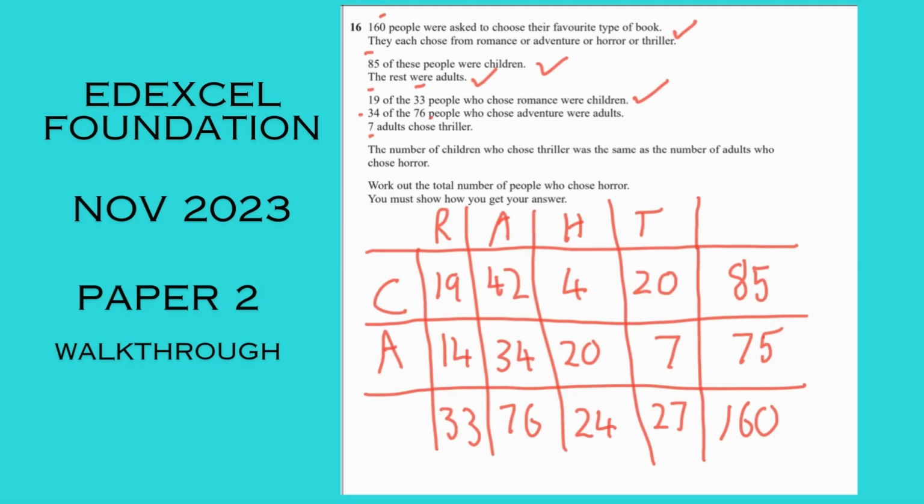Work out the total number of people who chose horror. There we go. 24. Way too much information to be doing it any other way than a two-way table.